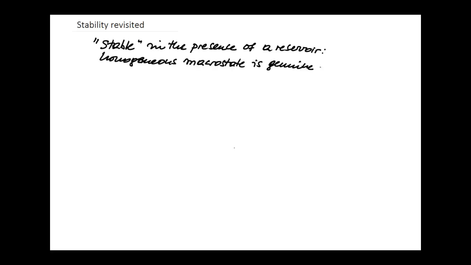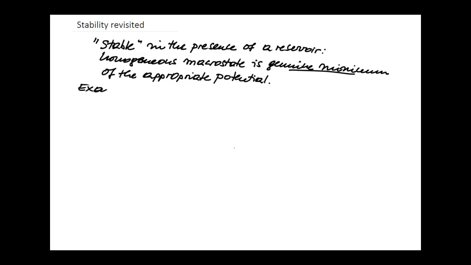And in order for this equilibrium to be stable, this must be a genuine minimum. So we have a new criterion for stability in the presence of a reservoir, namely that the homogeneous macrostate is a genuine minimum of the appropriate potential, depending on the type of reservoir that the system is coupled to.